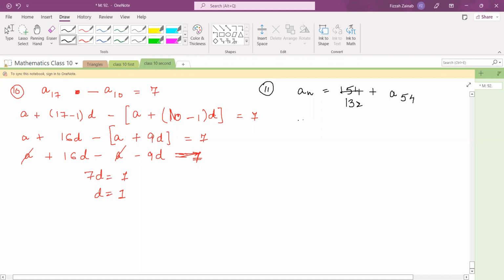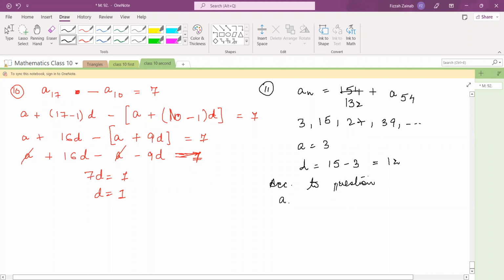Now there is an AP: 3, 15, 27, 39 and so on. From here you calculate A, that is 3. You calculate D, so it will be 15 minus 3, that is 12. Now come back to the question. According to the question, your nth term is equal to 132 plus your A54. Now you just solve it. 132 plus A54 means A plus 54 minus 1 into D. You know A and D, so you can solve it.